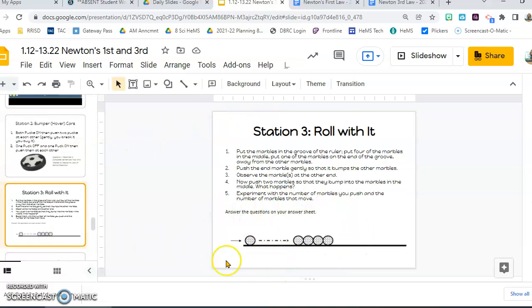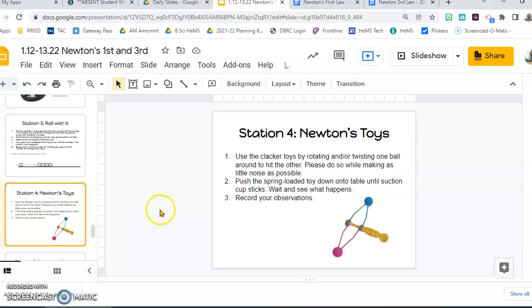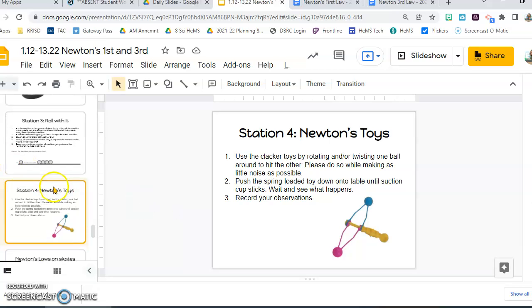Roll with it is your own with a ruler and marbles. It's called a Newton's cradle. So you could probably watch a video on a Newton's cradle and get the same concept. And then our Newton's toys, we have these that you guys can call the clackers. And then we have the little animals on springs. When you push them down, you wait, and then they spring. So those are some things for you to use.